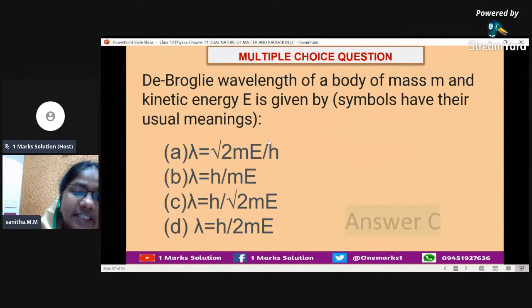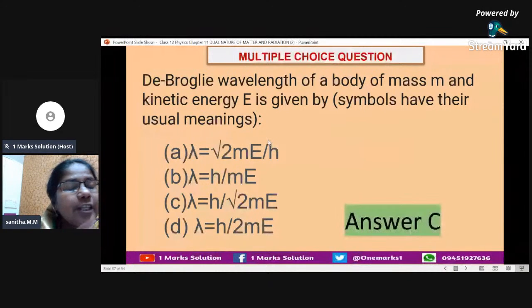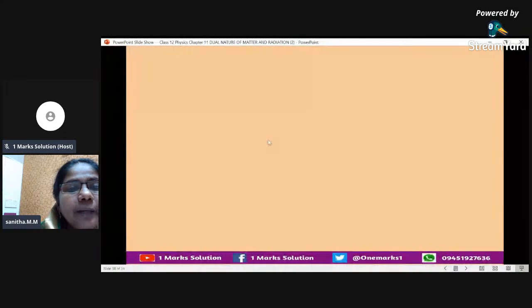The correct option is C. Lambda is equal to h divided by root of 2me. Different forms of equations are there for the de Broglie wavelength. Now we can go for the next question.